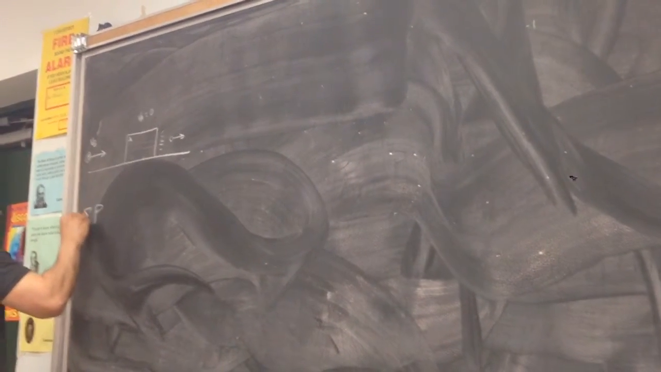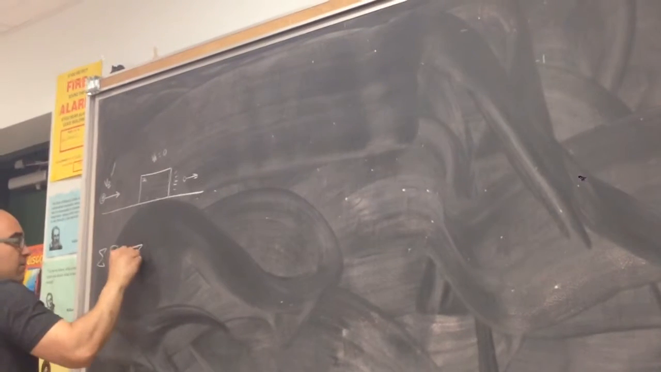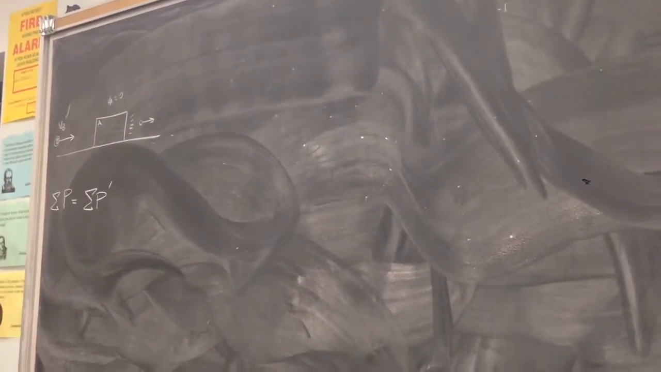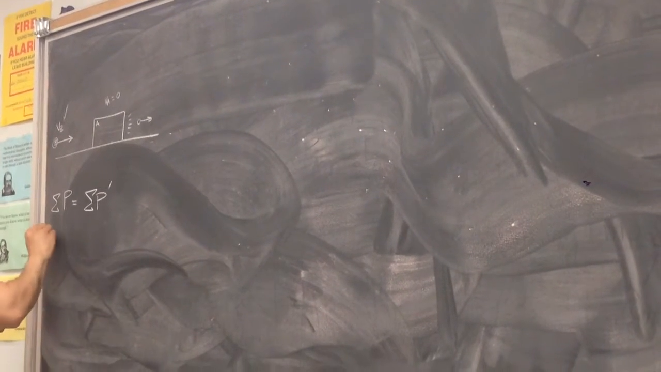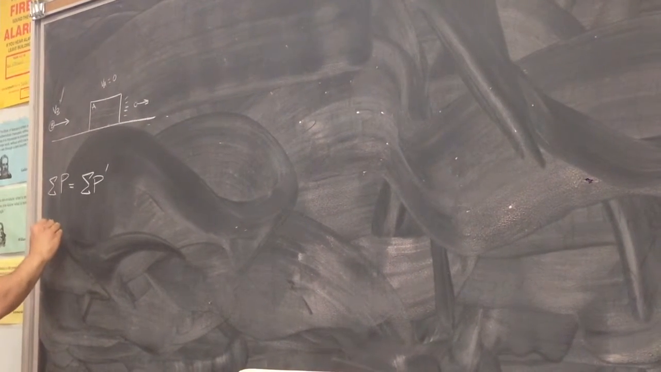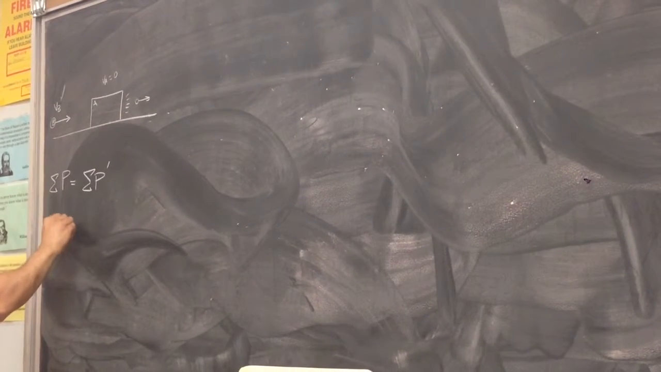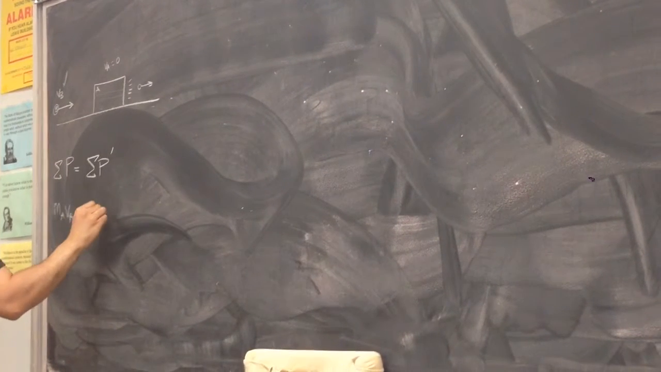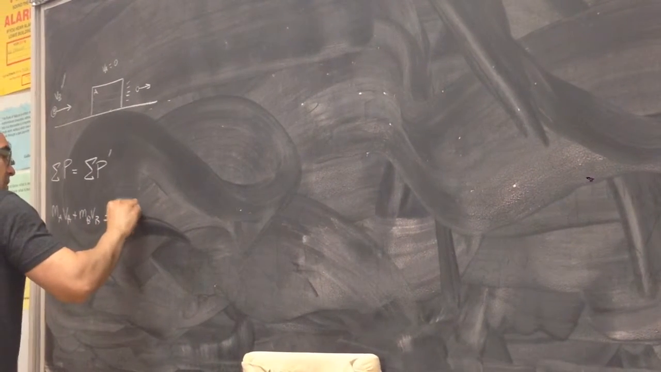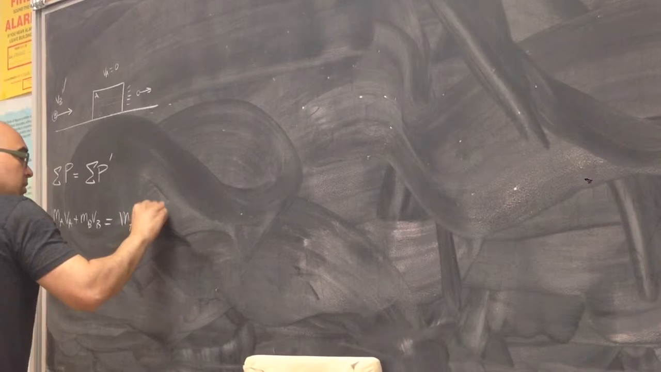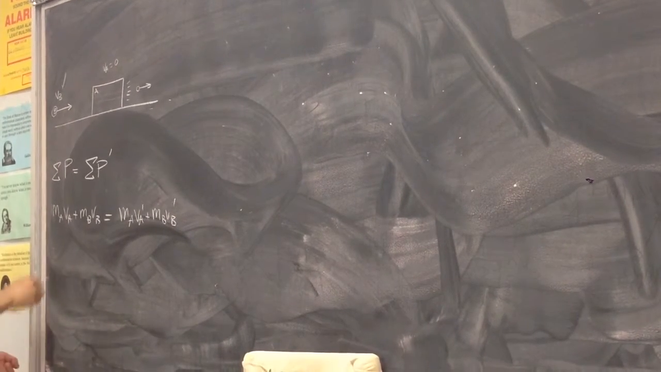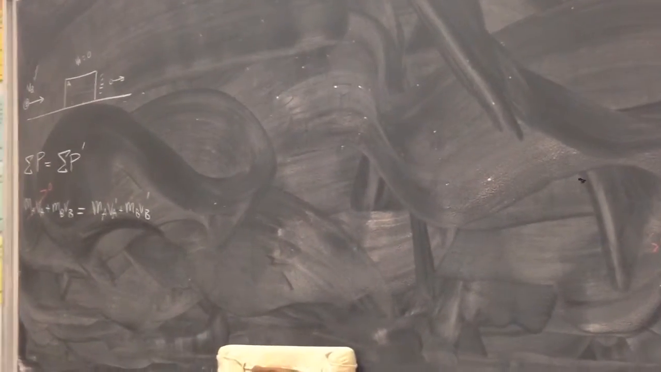So momentum before, and of course this is momentum of the whole system, is equal to the momentum of the system after. So before we've just got mAvA plus mBvB. This will equal mAvA prime plus mBvB prime. Now we're assuming A, the brick, is at rest.